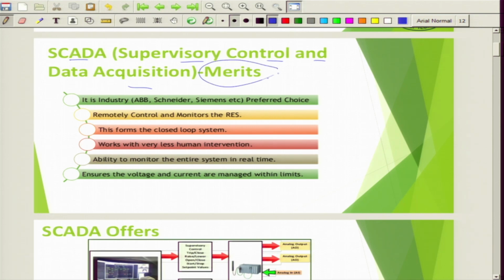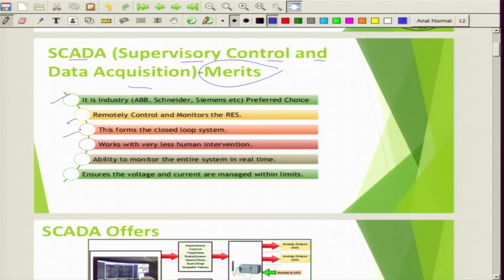What are the key merits of SCADA? It is an industry preferred choice. Many industries like ABB, Schneider, Siemens, Hitachi prefer to have SCADA as a control automation tool to administer what is happening in the distribution system, and also to control and take appropriate action at a given point of time. It helps to remotely control and monitor the renewable energy sources as well, because in the distribution system also there are many renewables being scaled up. So it also helps to forecast renewables, monitor their real-time operation and also to control them.